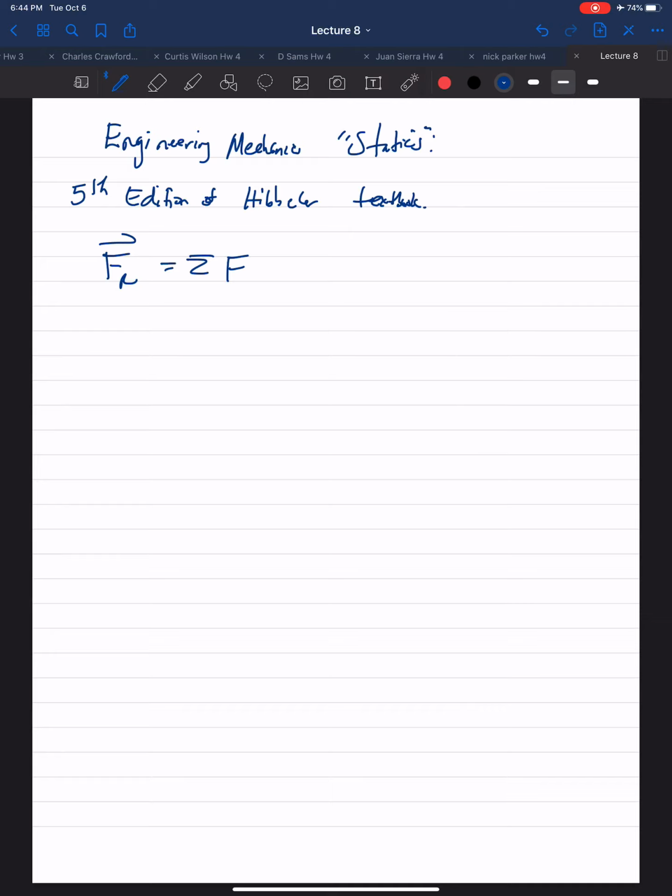And the resultant coupled moment of a system is the sum of the moments of all the forces about point O in the system plus the sum of all the coupled moments. We worked out a series of problems that reduce several forces in the system into their resultant forces and moments respectively. So now we're going to take that step a little bit further, because previously we worked and determined its resultant forces and moment about point O.